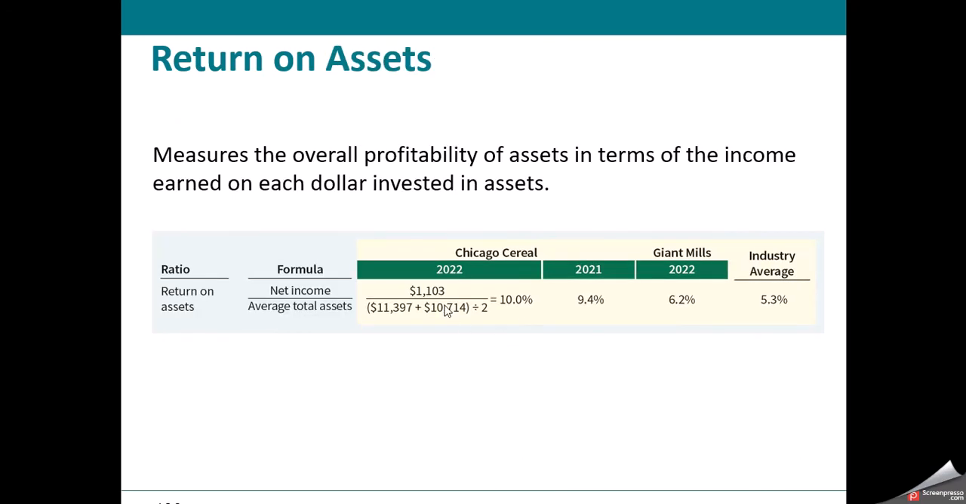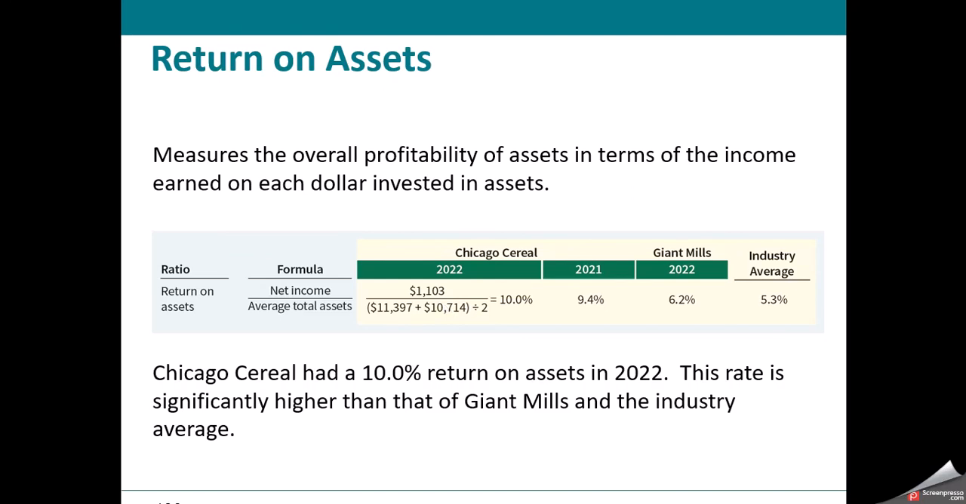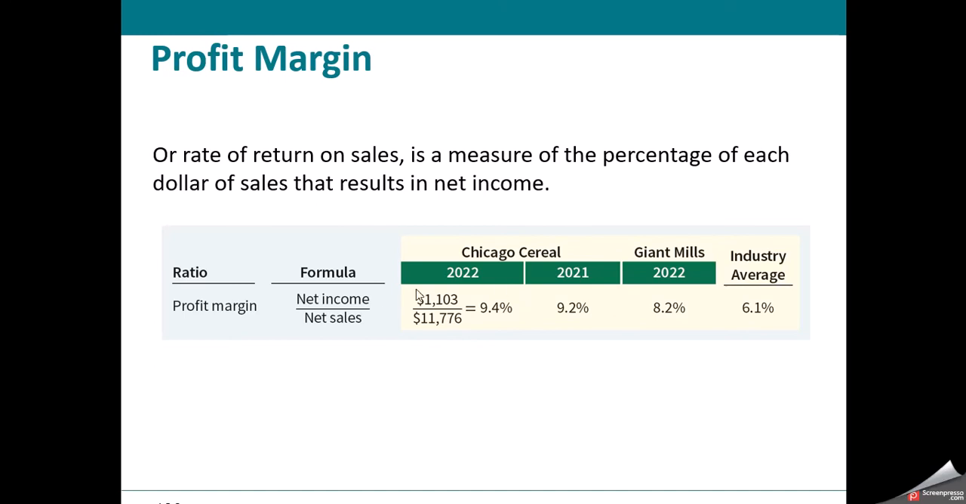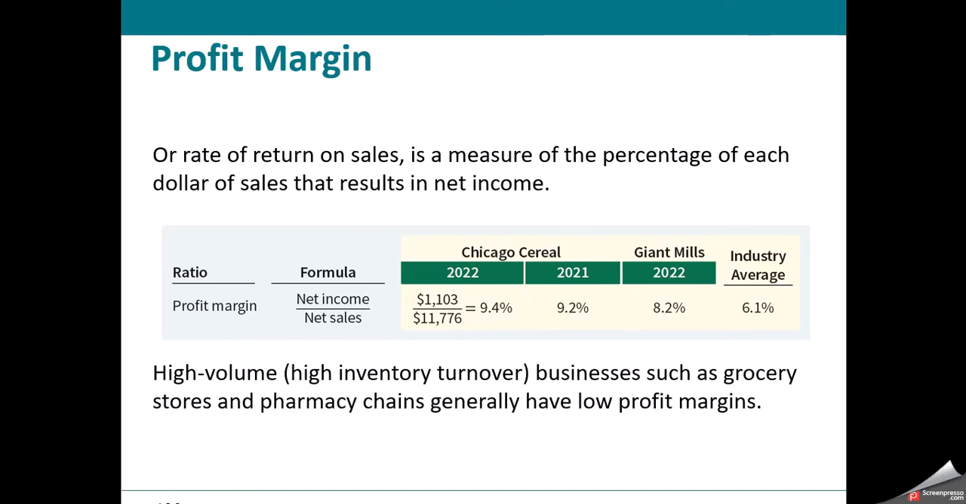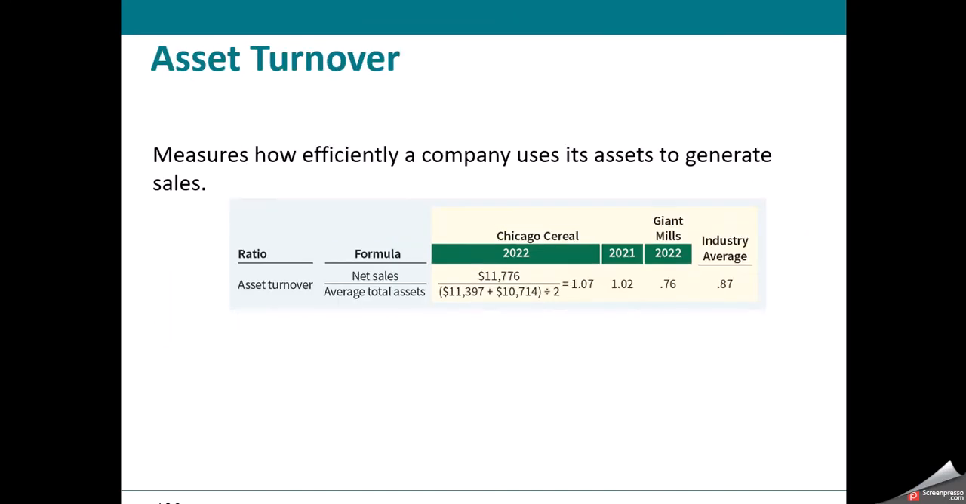Then our return on assets is our net income over our total assets. And again, the higher the better. Profit margin is our net income divided by sales. And again, the higher the better on that one. And this company is better than their competitor in the industry.